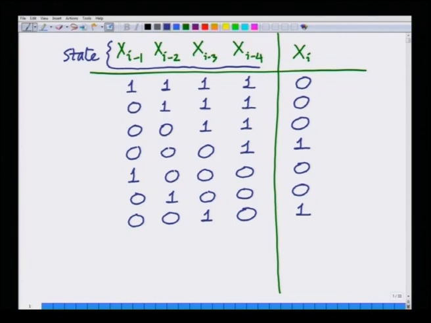So, xi minus 3 XOR xi minus 4 is 1 XOR 0, which is 1, and this one will again go here to define the next state, which is 1, 0, 0. The 1, xi minus 3, becomes xi minus 4. So, this will become 1 and this xi is 1.